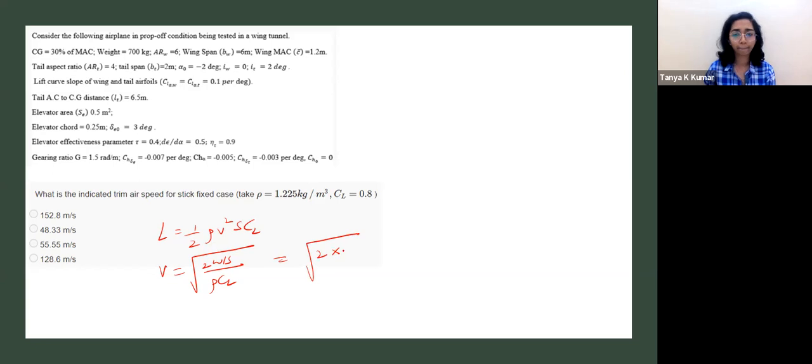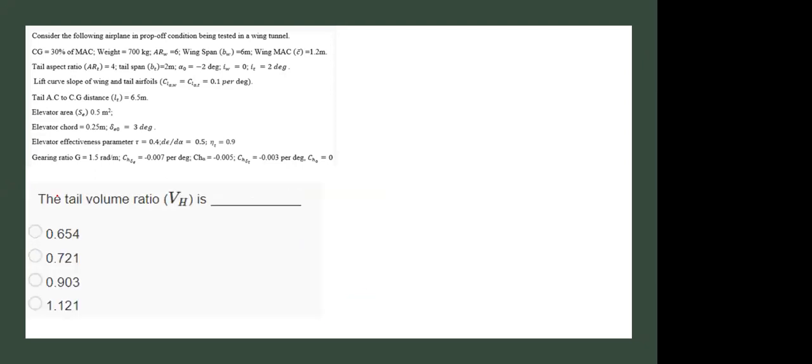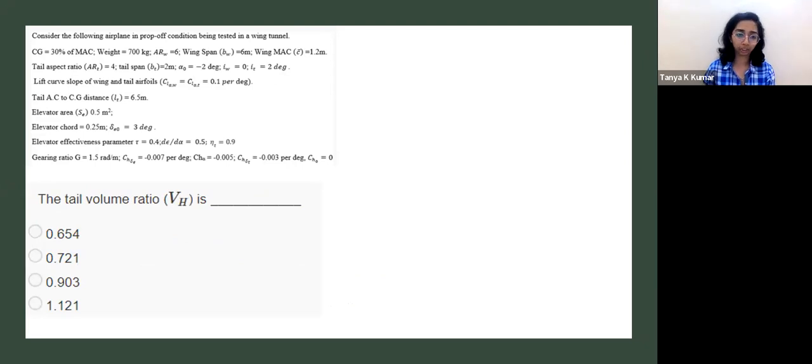2 into 700.81. S was 6. Rho is 1.5. CL is 0.8. What is the value? 48. So that is this.